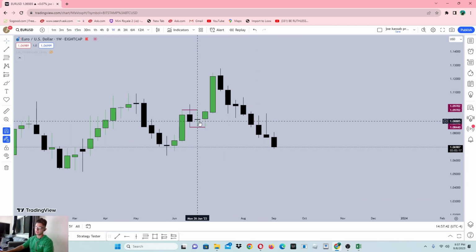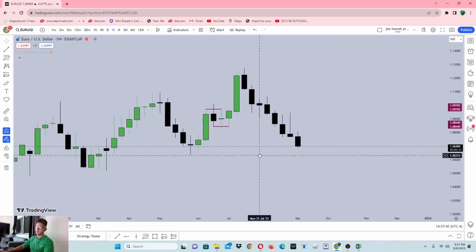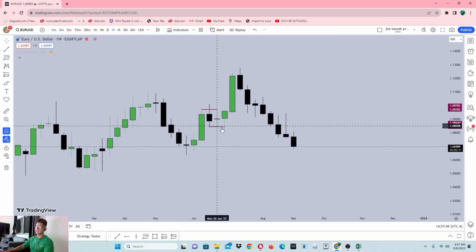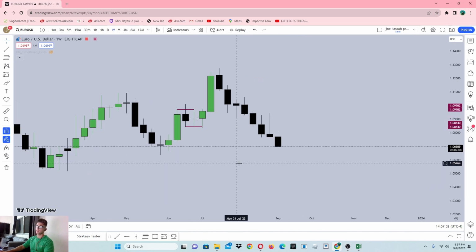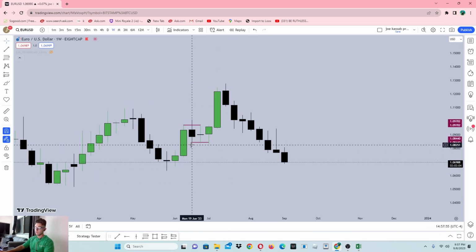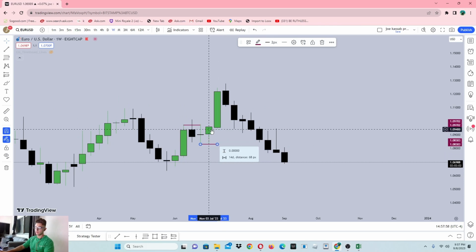So for example, right here, we took the low and we got an indecisive candle. Okay, so right here, I don't have a bias. I need to wait for the next week. Next week, we swept the previous low and we closed bullish.